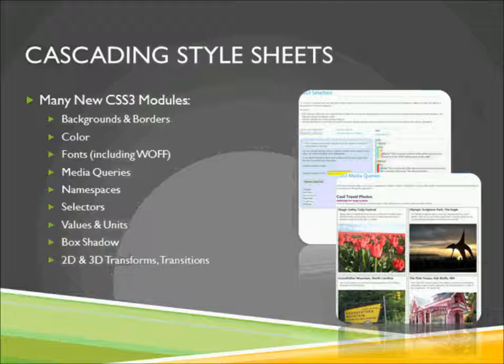We also have media queries. Media queries are really cool. They allow us to manipulate our CSS based on what's happening with our page, and I'll show you an example of that. You can work with selectors in CSS, which is great. Box shadow, that's something people have been asking for. You can apply some shadowing to something, so it looks a lot cooler. And even 2D and 3D transforms and transitions, which you can do in CSS. So let's take a look at some of that.